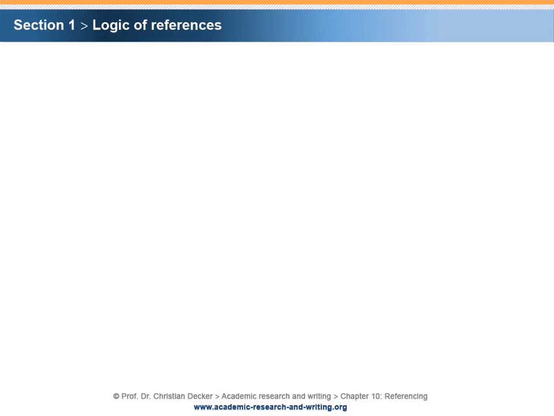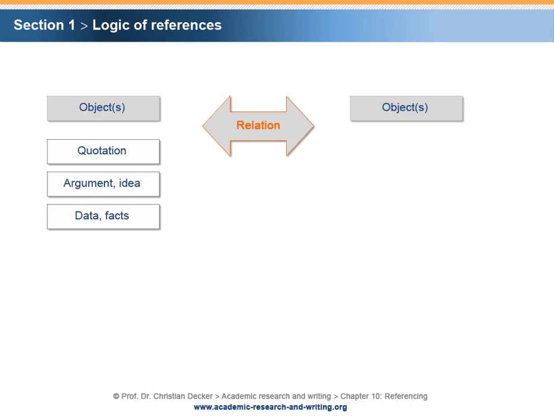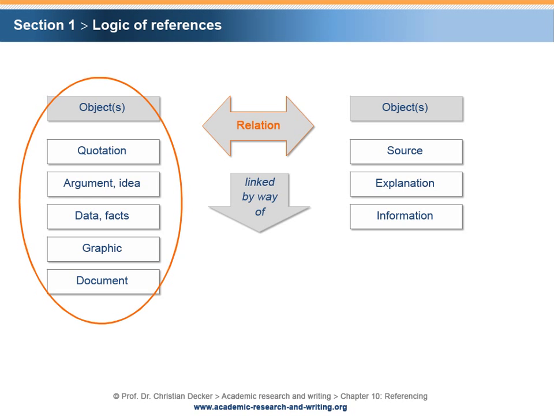The term reference refers to the relation between one object or a group of objects to another object or a group of objects. For example, if the research paper contains a quotation, an argument, specific data, a graphic, or a document, it might be linked to a source it stems from. Alternatively, these objects might need and therefore have to be related to an additional explanation and information. The way to relate the one to the other is the reference.